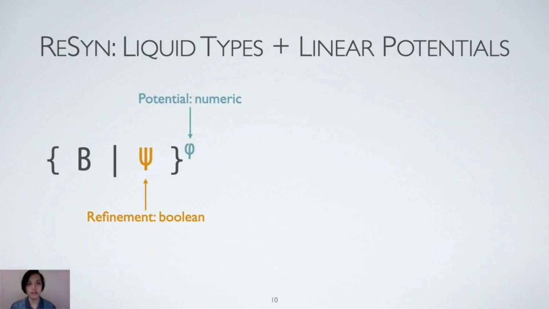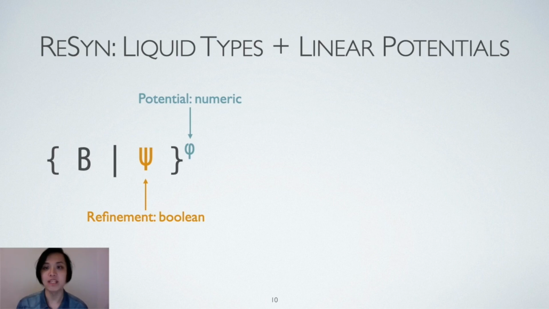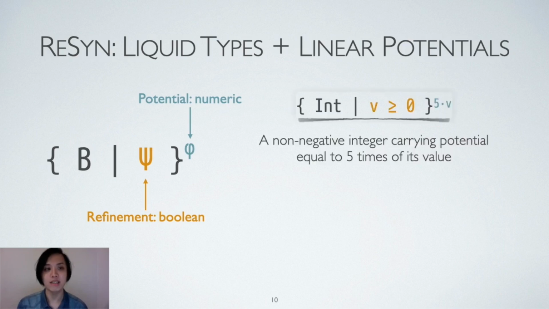Our prior work, Resource, has combined liquid types with the potential method to automatically verify resource bounds of functional programs. The idea is to annotate types with potentials. The potential annotation and the logical predicates are in the same refinement language. The difference is that potentials are numeric, but predicates are Boolean. The potential annotation then defines a potential function on the values of the annotated type. For example, the type on the slide describes a natural number carrying potential equal to 5 times its value. Potential annotations can also be conditional.